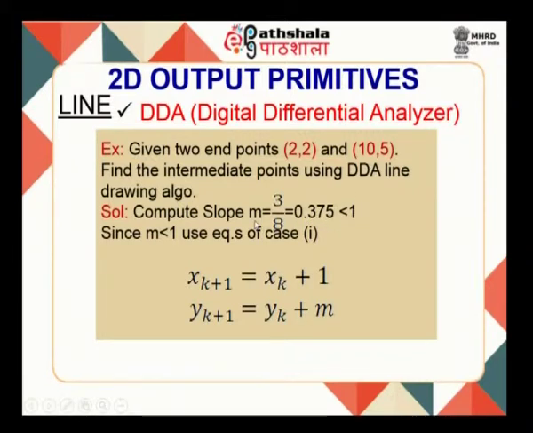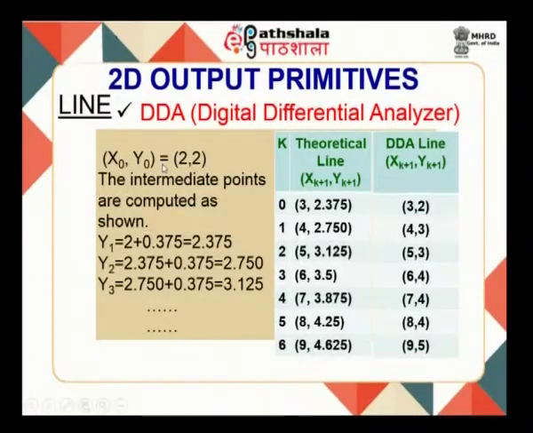So, the first observation is that m is less than 1, and this is also positive. This indicates that we have to sample the line along the x axis at unit intervals. So x increment is 1 and y increment is m, as you could remember from the previous equations as case 1. So m is less than 1 and m is also positive. These equations are to be used for computing the next points on the line.